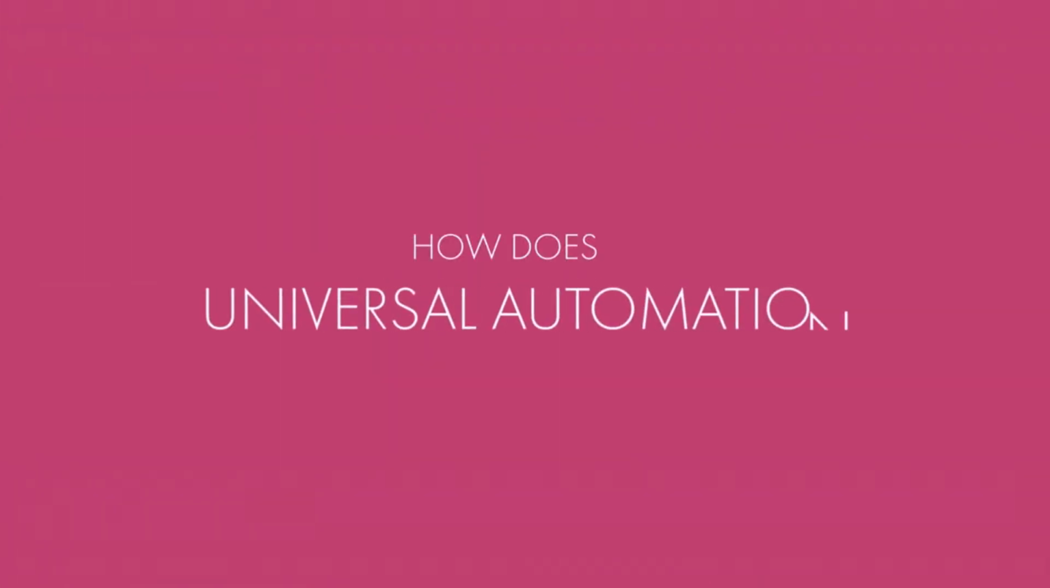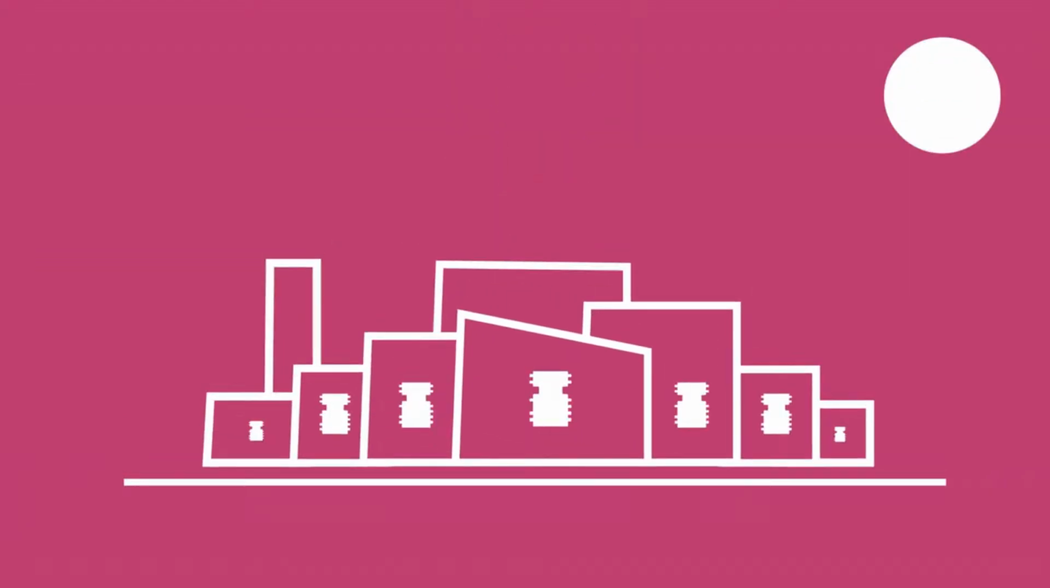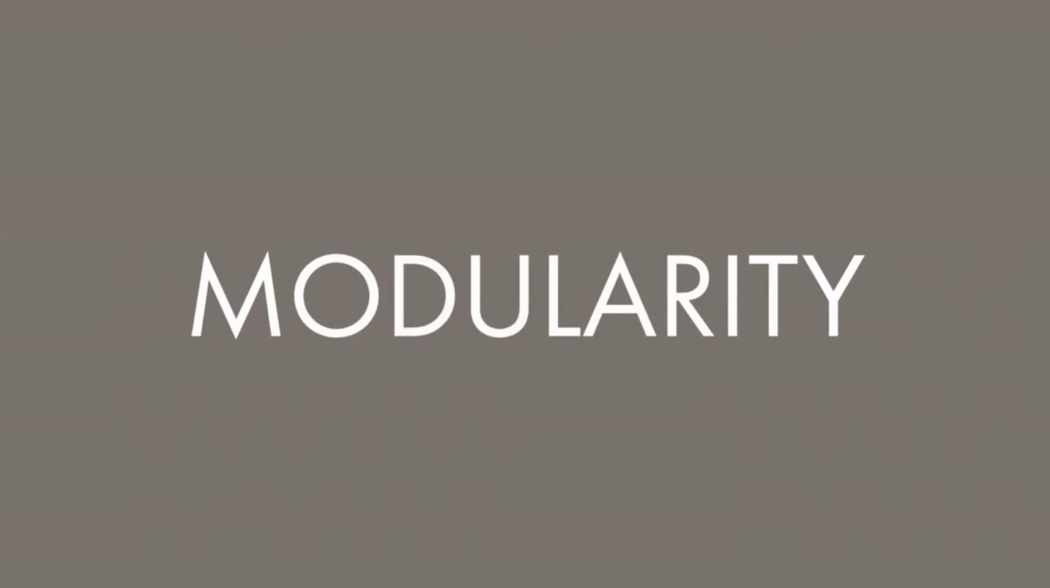But how does Universal Automation really impact you? Vendors can use the Universal Automation reference implementation to bring IEC 61499 offers to market fast. That means new software revenues, new business models, and new customers. Universal Automation frees industrial enterprises to integrate best-of-breed components and proven in-use software. You can realize step-change advancements in efficiency, flexibility, and modularity with agile operational models.